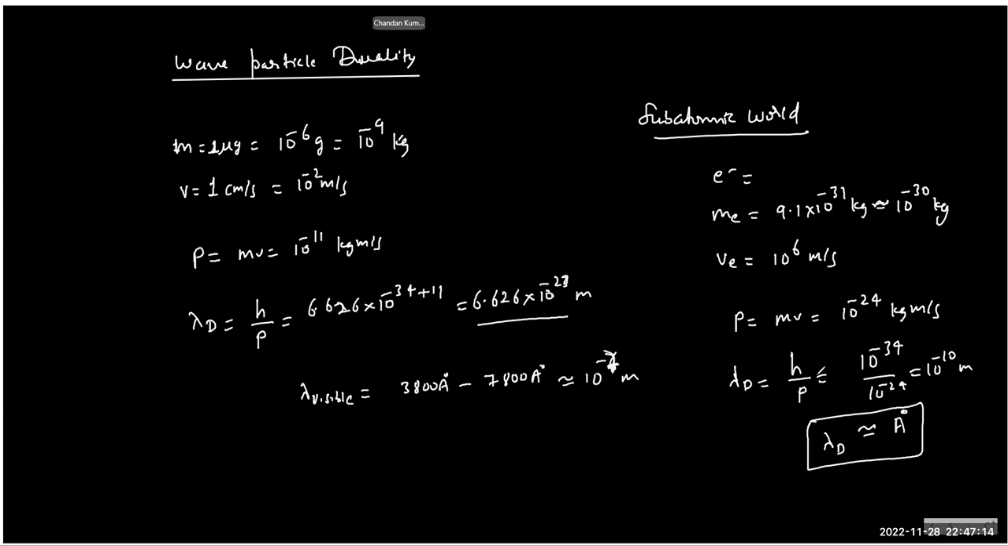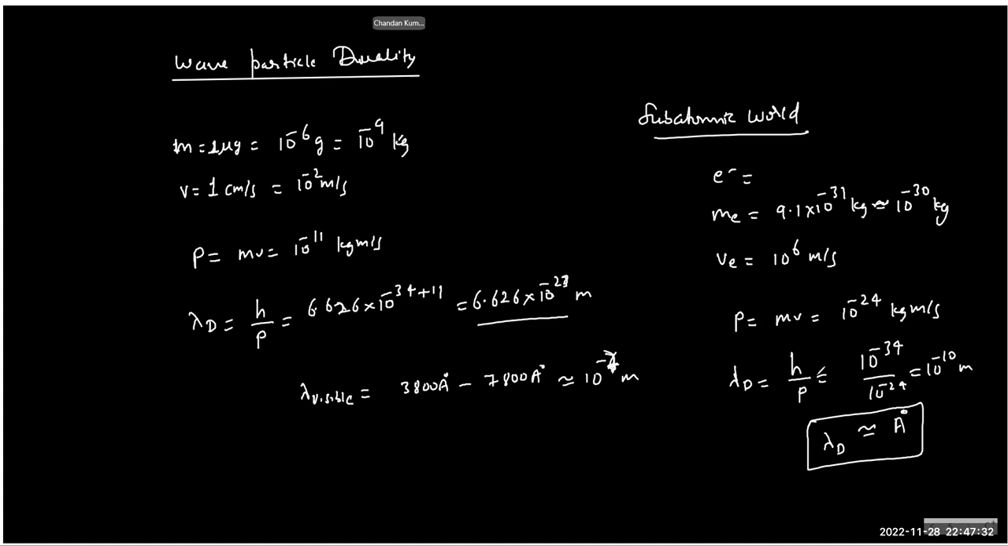The answer is no. By no means can we observe a wavelength of 10^-30, 10^-32, 10^-33 meter. So that is why wave-particle duality exists everywhere, but it is only observed in the subatomic world.